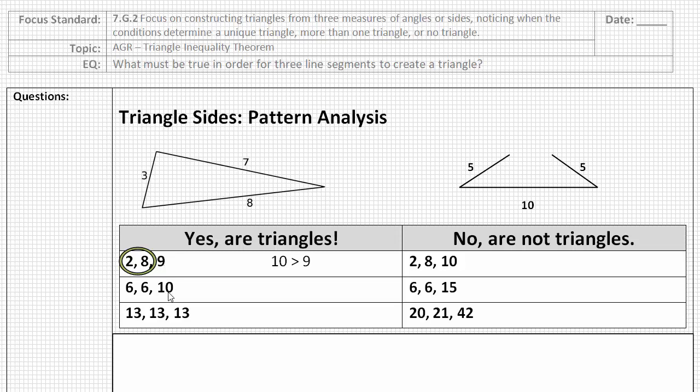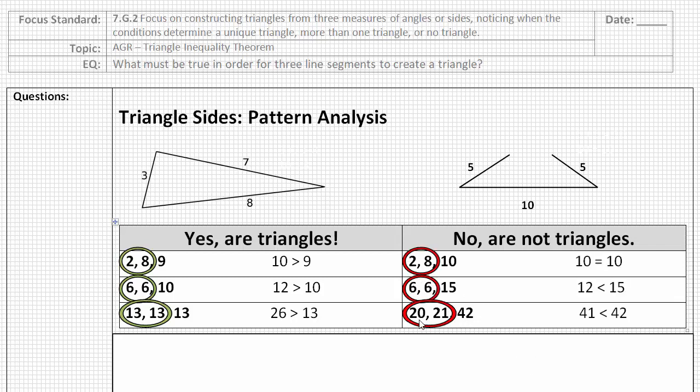What happens if we try that with these 2? Interesting. If we add the 2 smaller sides, 6 plus 6 is 12, that is greater than the third side. 13 plus 13 is 26, and that's greater than the third side. What happens over here with these numbers? Have you tried that yet? Let's try that and compare.